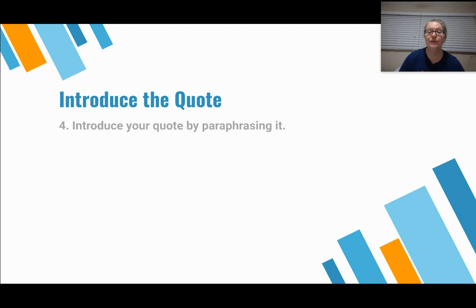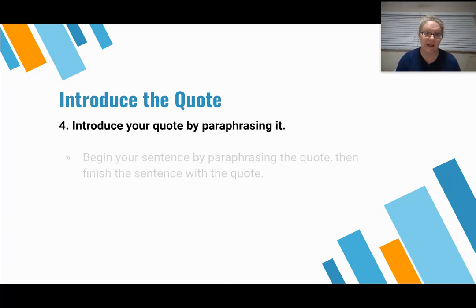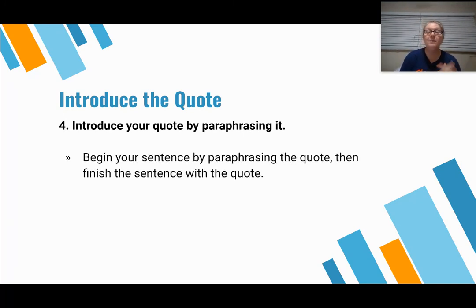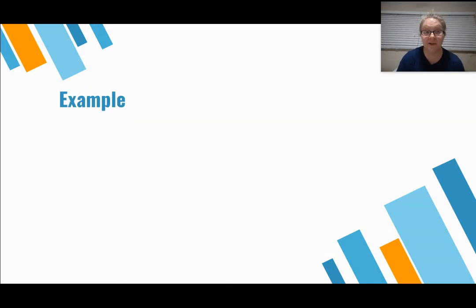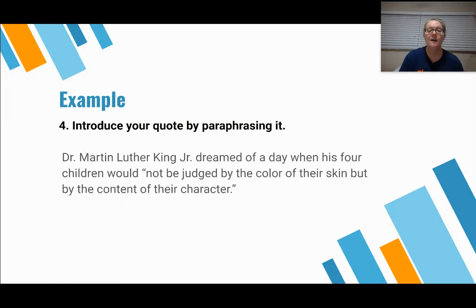Okay. So the fourth way is to introduce your quote by paraphrasing, which is very similar to the last way. You begin by paraphrasing and then finish with a quote. So this is very, very similar to the last way. Dr. Martin Luther King dreamed of a day when his four children would not be judged by the color of their skin, but by "the content of their character." So actually, I've had students ask me, what's the difference? In this example, we don't see a huge difference.